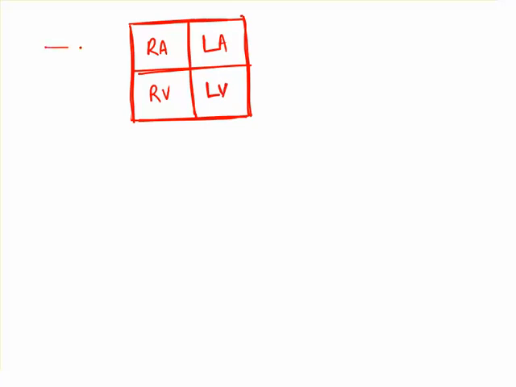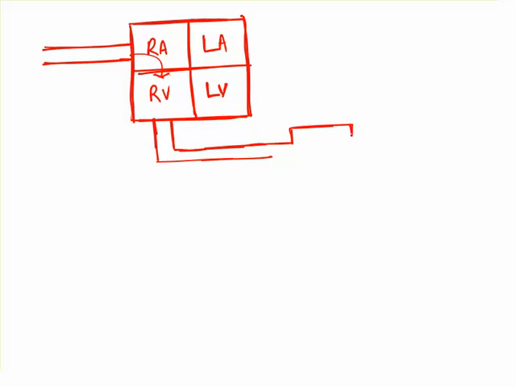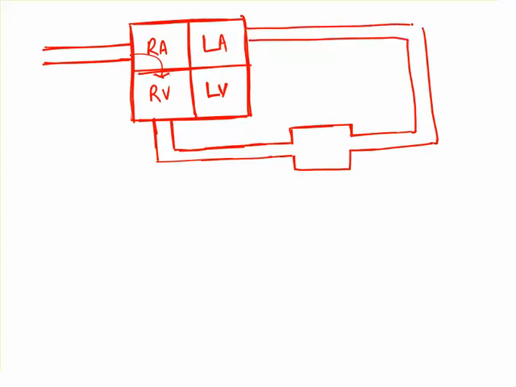Blood from the venous side comes to the right atrium and goes to the right ventricle. Then it comes out of the right ventricle and goes to the pulmonary artery and to the lung. Then it comes out of the lung through the pulmonary veins. It goes to which side of the heart? It goes to the left atrium. Then from the left atrium, it goes to the left ventricle. From the left ventricle, it enters the aorta.